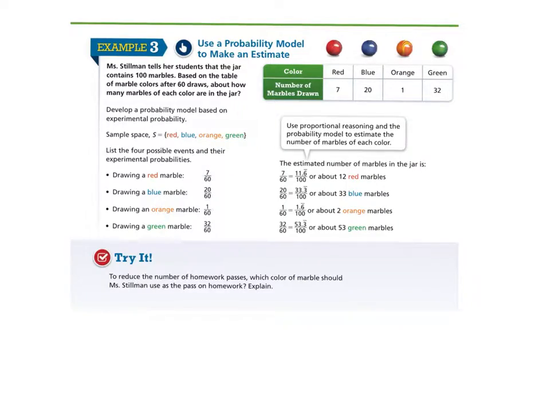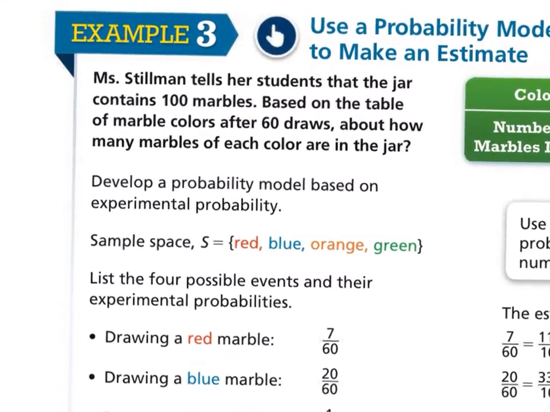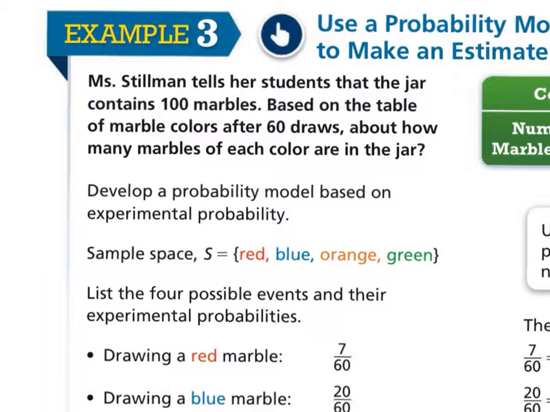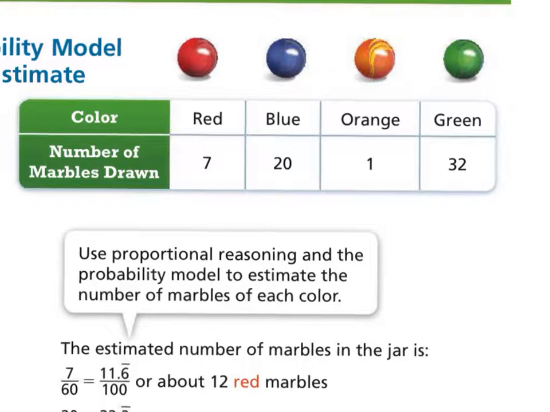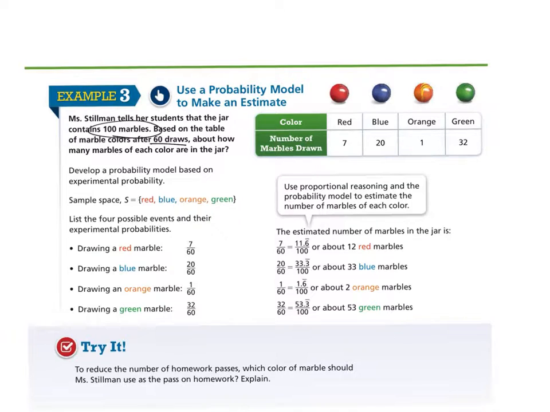So look at example 3. Miss Stillman tells her students the jar contains 100 marbles. Based on the table, we have a new table now we'll be looking at. Marble colors after 60 draws. About how many marbles of each color are in the jar? So we have 100 marbles with 60 draws. This is what happened. How many reds, blues, oranges, and greens. Okay, so based off of that, we got a couple options.